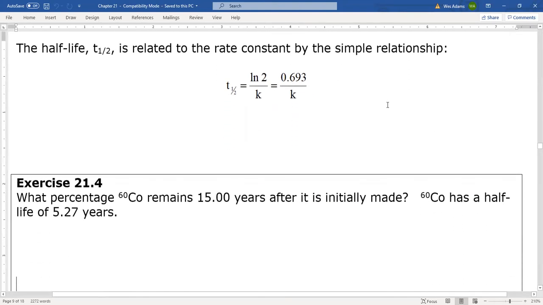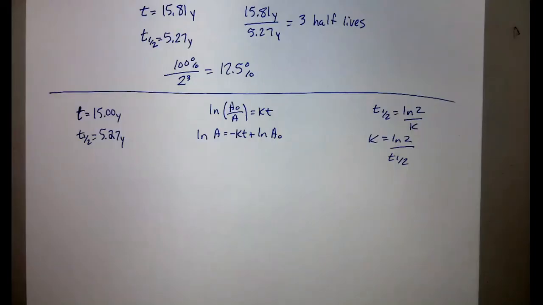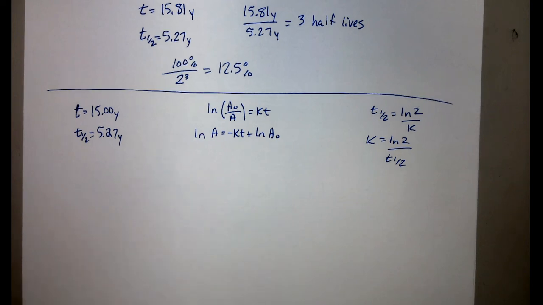So here's the same question: 15 years after it's initially made, half-life 5.27 years, same exact information, except now instead of being at 15.81 years, it's 15 years. So I'm not exactly on a half-life, so I'm actually going to have to work the problem. Okay, so let's look at this on paper. We can see the previous example above where we got 15.81 years, 5.27 year half-life. We found out that was exactly 3 half-lives, but now we're just a little off of that. Should end up close to that, but not quite. That's not a linear relationship, it's a logarithmic relationship, so we have to keep that in mind.